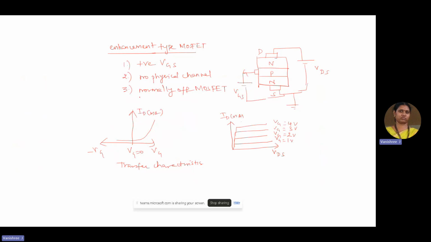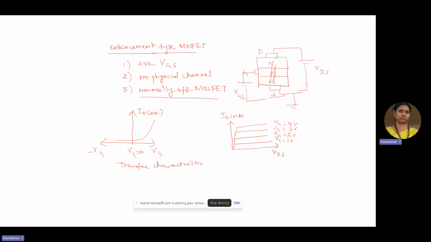Since it doesn't have a minimal value of threshold current at VG equal to 0, it is called a normally off MOSFET. And it doesn't have a physical channel. So the charge carriers emitted by the source terminal reach the drain by forming an inversion layer, which acts as a bridge to convey the charge carriers towards the drain. And with the increase in the gate source voltage, the magnitude of the drain current increases.